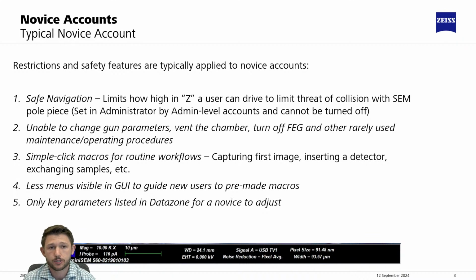This can limit the threat of collision from the sample perspective into the pole piece of the SEM, which is, I think, one of the more common concerns for multi-user facilities when providing access to really beginners. So this will actually take the capability away from those users to crash the sample into the pole piece. This is set in the administrator by an admin level account and cannot be turned off.